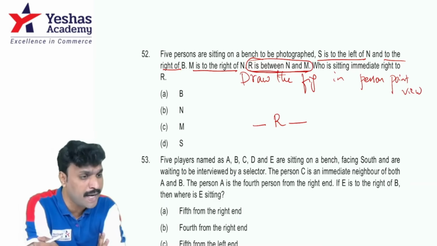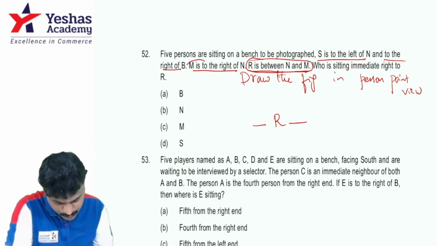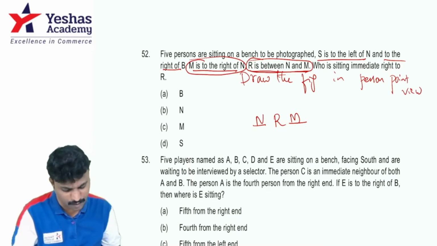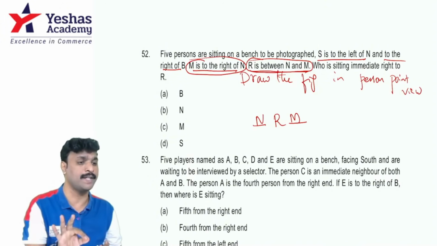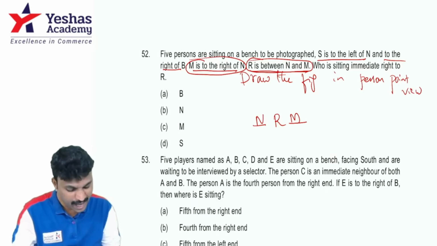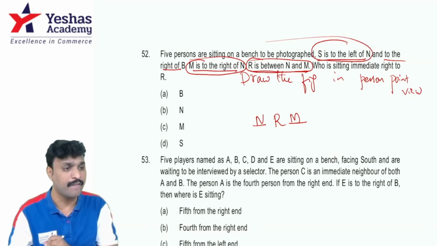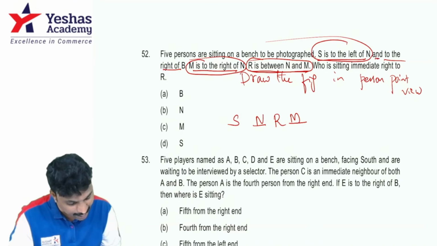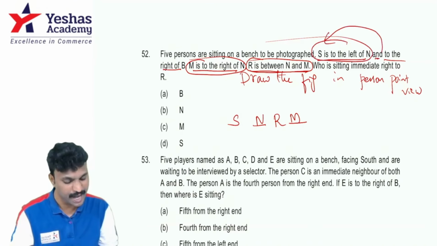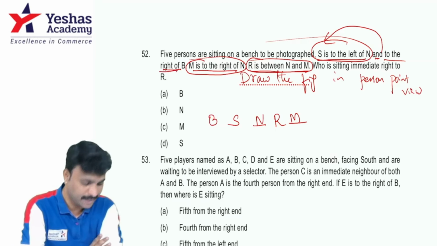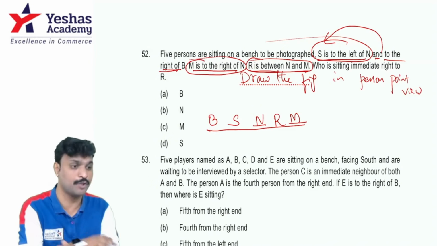Now regarding N and M, find the statement, guys. M is to the right of N. That means N should be here, M should be here, and R is between N and M is satisfied. Now always find the statement connected to the people whom we have already marked. N, R, M already we have marked. S is to the left of N. We are not sure, so leave a gap and mark S. Alright, and B refers to which person? The first person. S is to the right of B. That means B should be left of S. So this is the exact positioning of those 5 people.